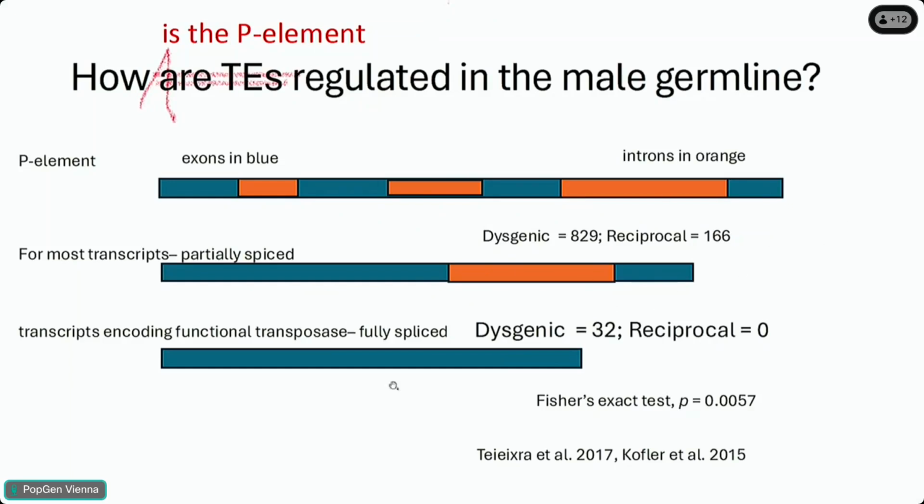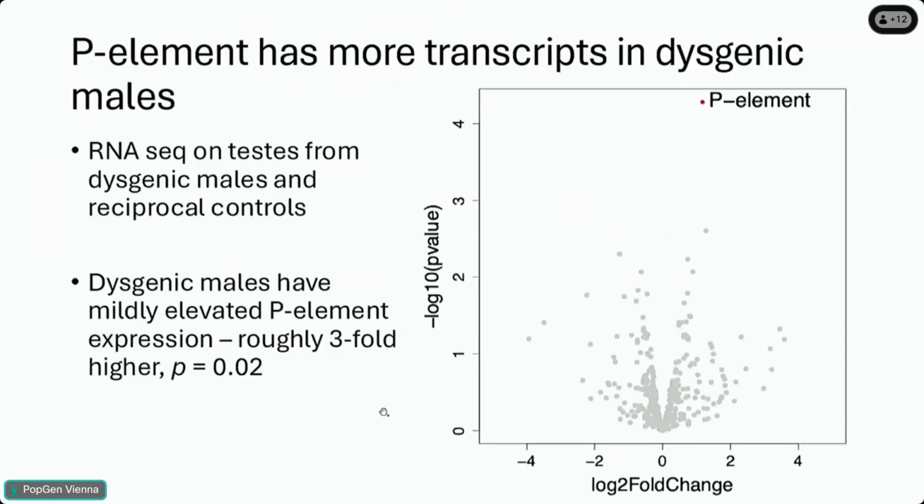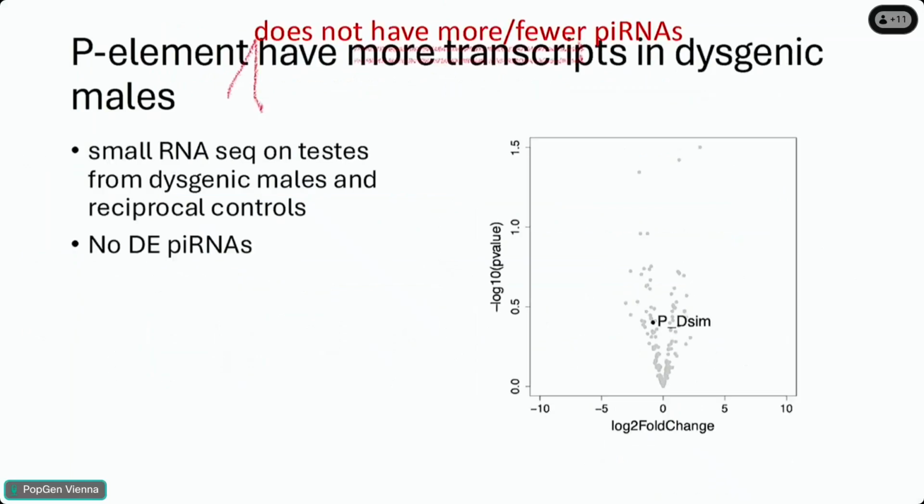Okay, so we've got splicing suppression. What else do we have? Right. Or splicing suppression disrupted in dysgenic flies. What we don't see are more piRNAs that match the P-element in the dysgenic versus the reciprocal flies. So this is differential expression of our piRNAs between dysgenic and reciprocal flies.